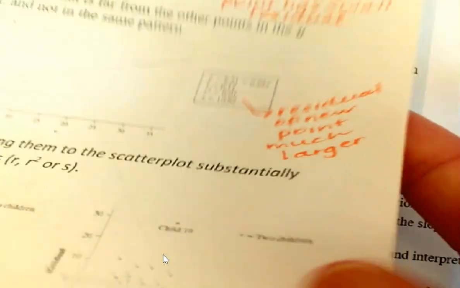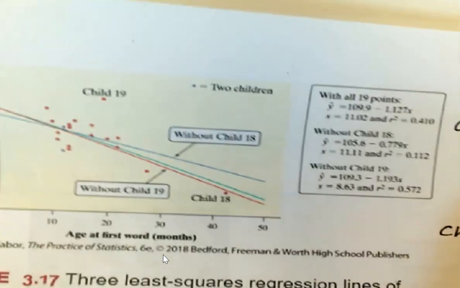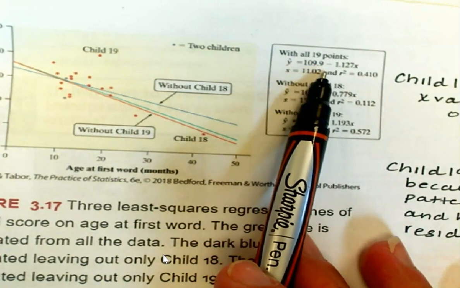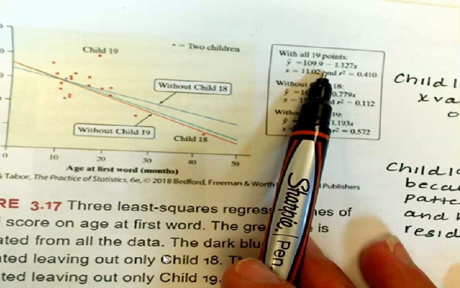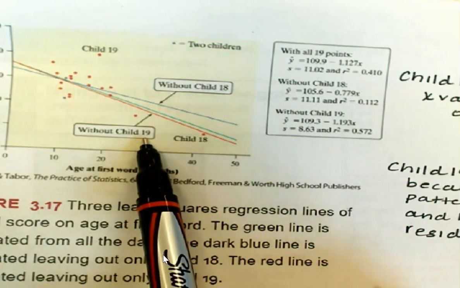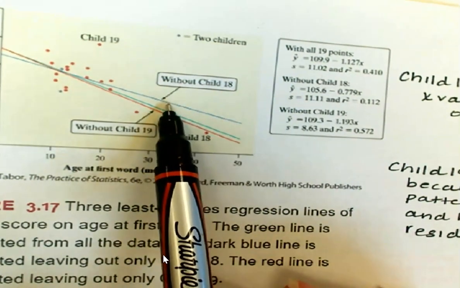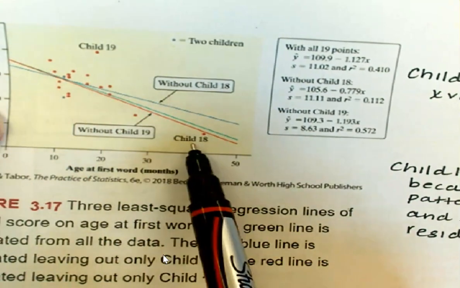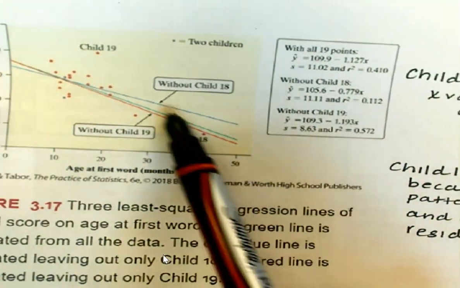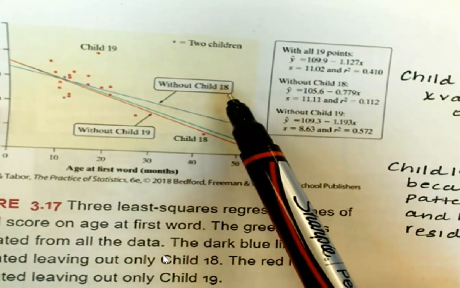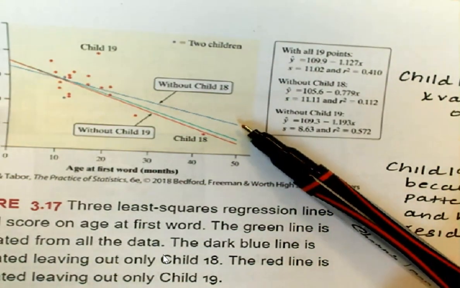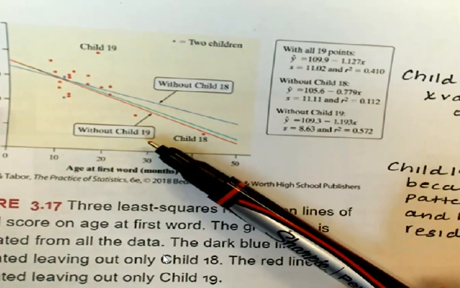So let's answer some questions on this. All right. If you look at this with all possible 19 points, this red line is without child 19, and this blue line is without child 18, and the green line is with all the points. So this is the line of best fit for all the points. All right, so look what happens if we take out child 18. Look how much that line changes. And then look what happens if we take out child 19.